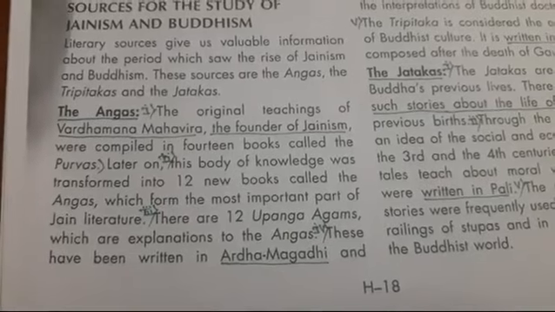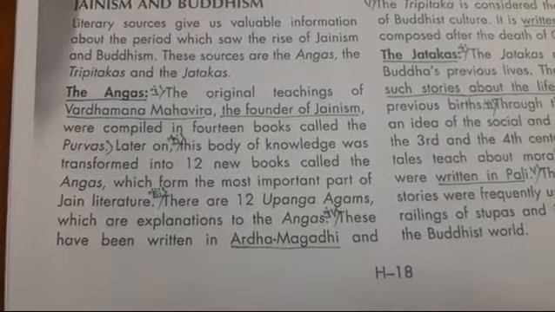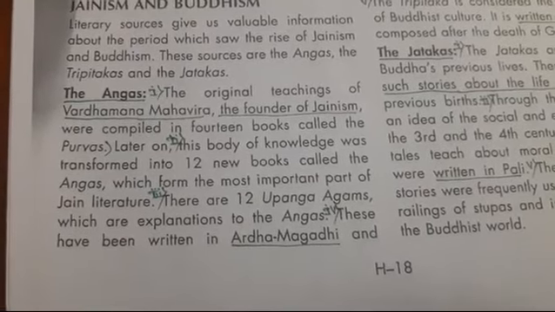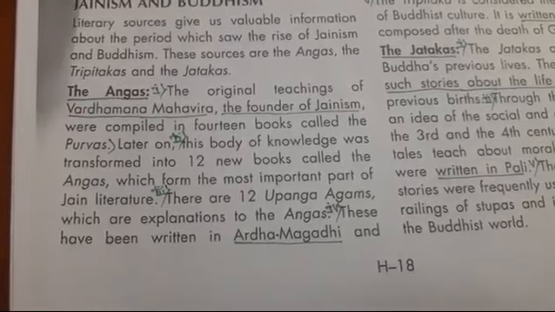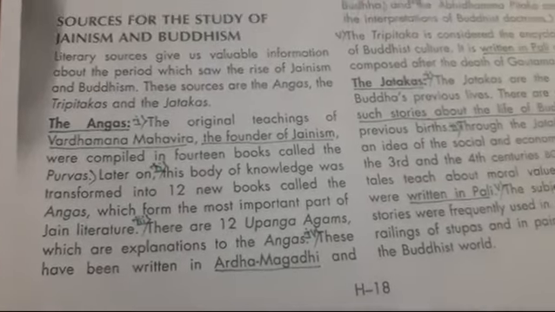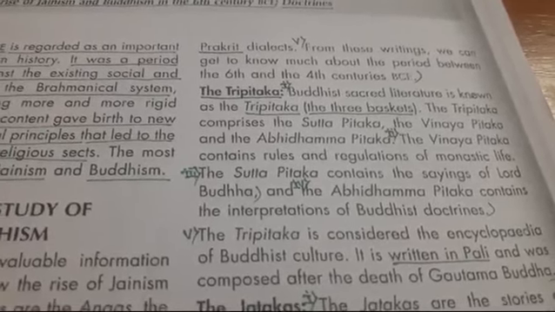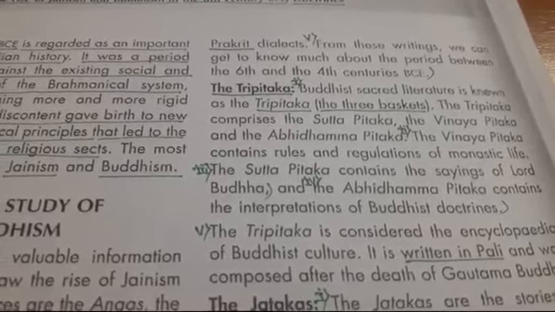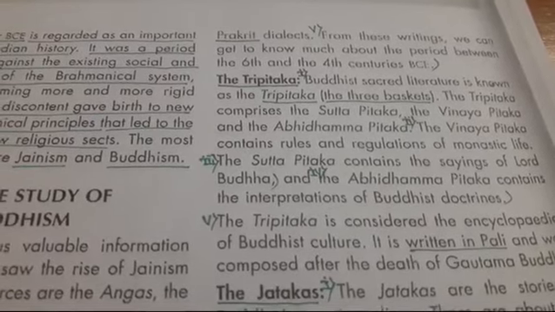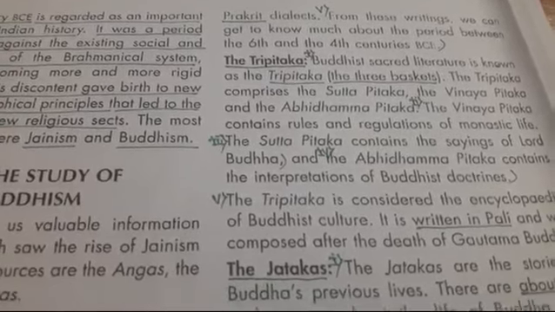Point number 2, this body of knowledge was transformed into 12 new books called the Angas, which form the most important part of Jain literature. Point number 3, there are 12 Upanga Agams which are explanation to the Angas. Point number 4, these have been written in Ardha Magadhi and Prakrit language. Point number 5, from those writings we can get to know much about the period between the 6th and the 4th centuries BCE. So these are the importance of the Angas.